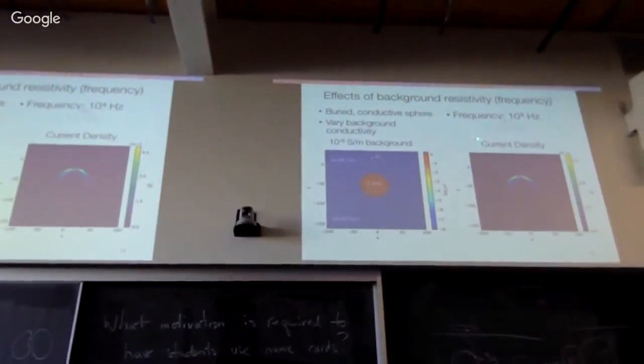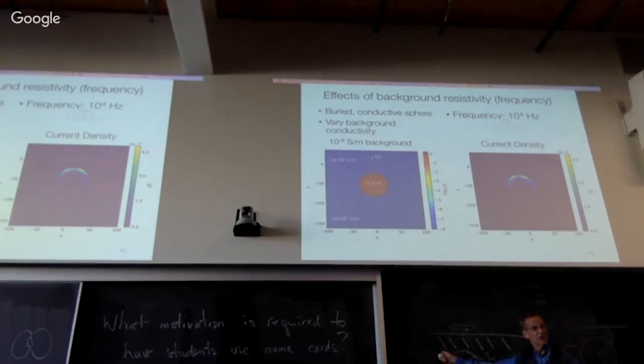So here are my induced currents, and those currents are going to give rise to magnetic fields. Now watch what happens when I change the conductivity of this background. So now I'm going to start to make this thing more conductive. I still have my sphere, but I'm going to make the background more conductive. So what do you think is going to happen?